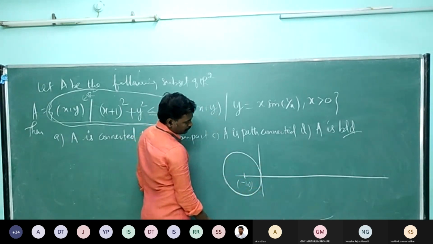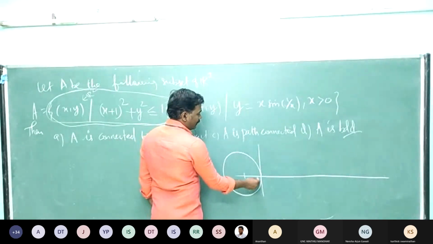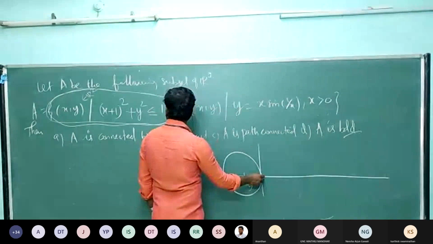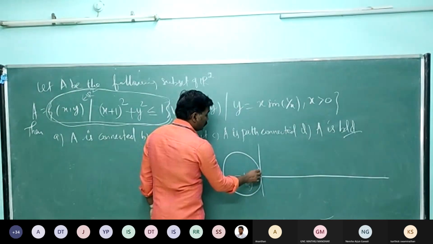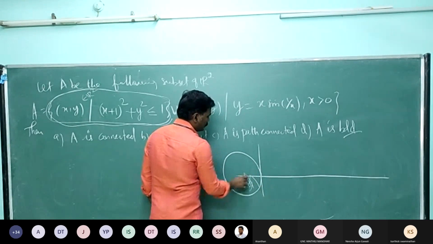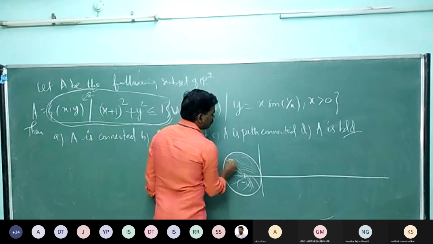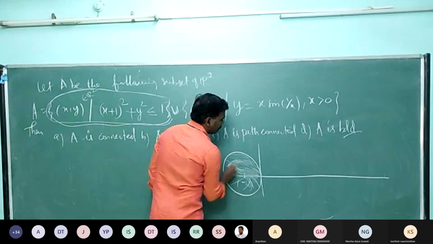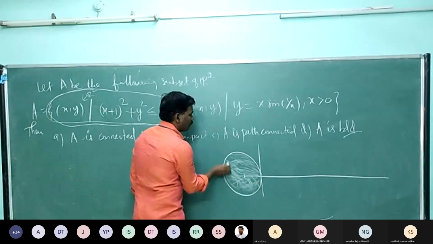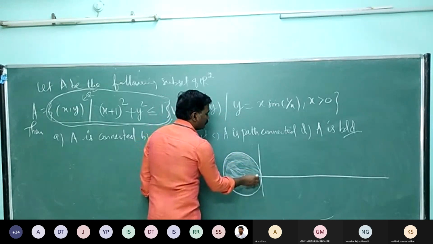Is the diagram okay? Anyway, it's very bad. This is the unit disk, so center (-1, 0), and all the elements are there. This is one part of it. Okay, fine.